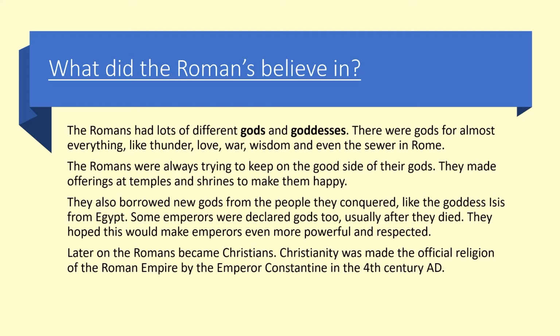They made offerings at temples and shrines to make them happy. So if you wanted to make the god of war happy before you go off to battle, you would go off and make an offering at that temple. They also borrowed new gods from the people they conquered, like the goddess Isis from Egypt. Some emperors were even declared gods too, usually after they died. They hoped this would make emperors even more powerful and respected. Later on, though, the Romans became Christians. Christianity was made the official religion of the Roman Empire by the Emperor Constantine in the 4th century AD. So you remember we looked at Emperor Constantine last week. He converted to Christianity, and then he very famously had the city of Constantinople in Turkey named after him.